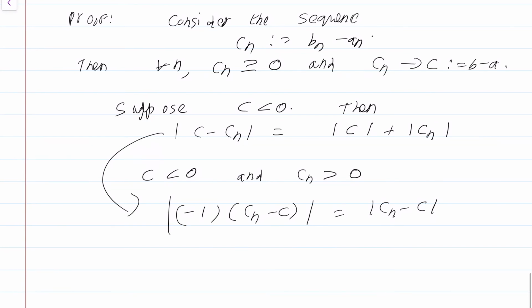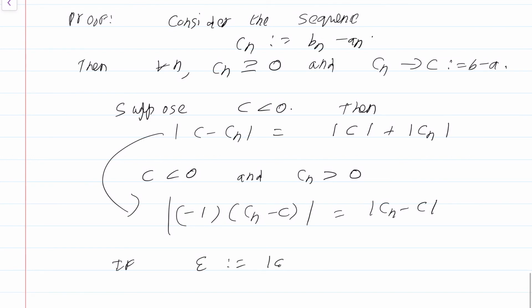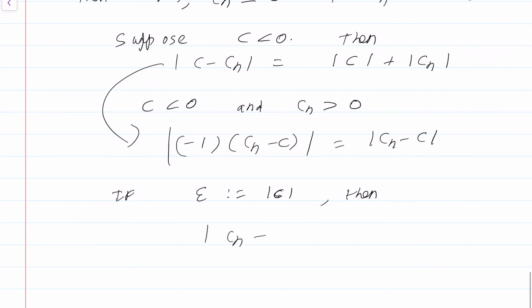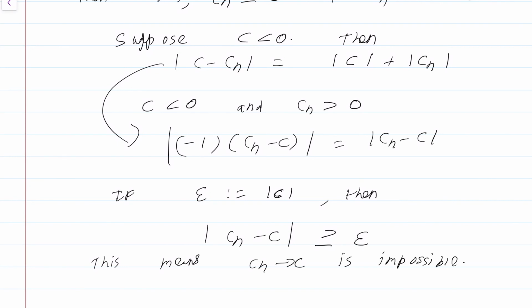That means if I choose epsilon to be mod C, then mod Cn minus C is always greater than or equal to epsilon, because mod Cn is greater than or equal to zero. This means Cn converging to C is impossible. So this contradiction finishes the proof.